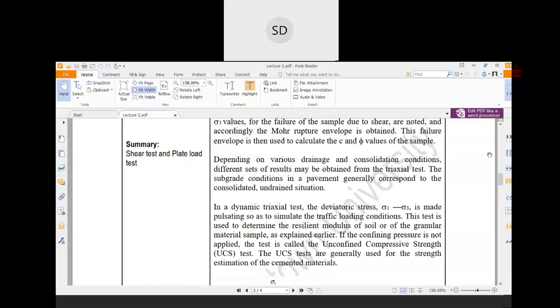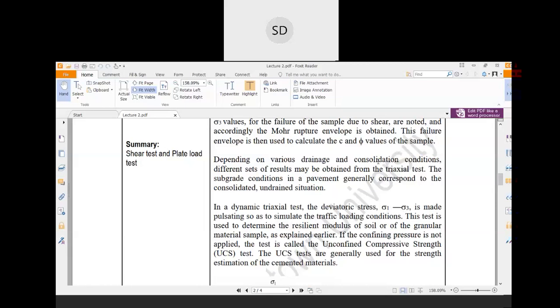And another very important test, which is very important for our pavement materials, is the dynamic triaxial test. That test is very complicated, and in most colleges and universities that test assembly is not present. It is a very huge instrument.